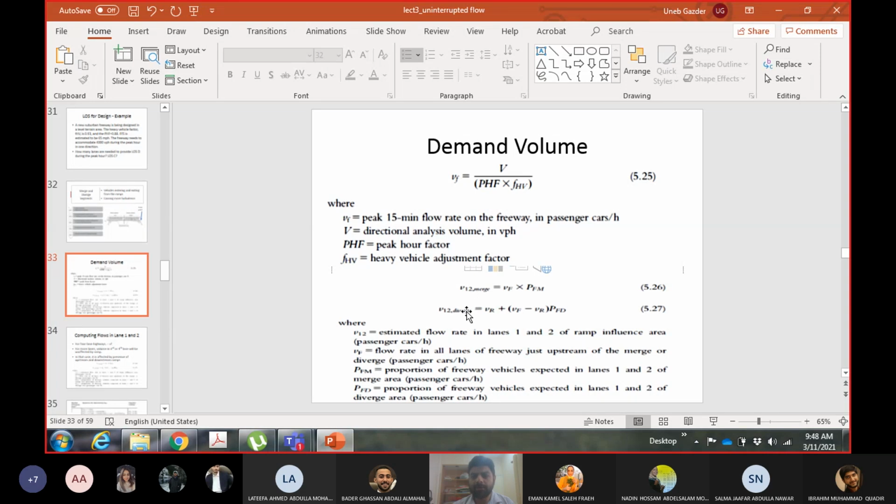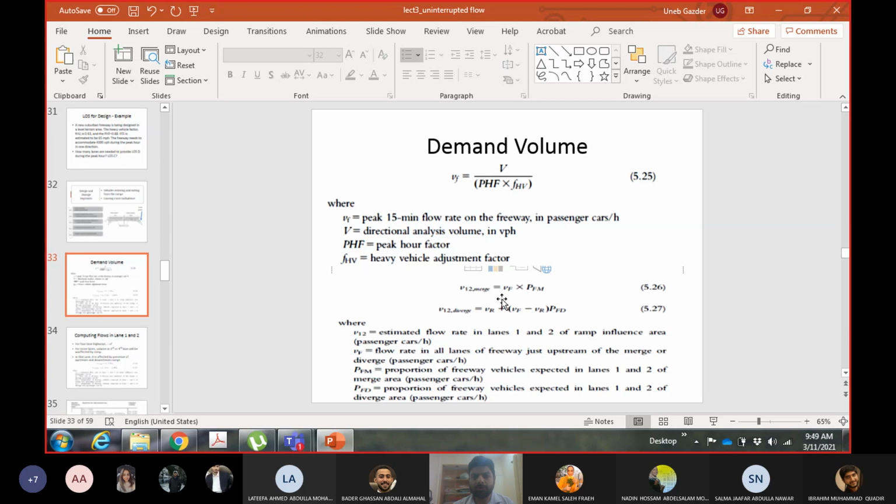So I told you, if you have only 2 lanes, then you only have to take care of the people who are going out of the ramp. Okay. So if it's a merge area, so people are coming in from the ramp.